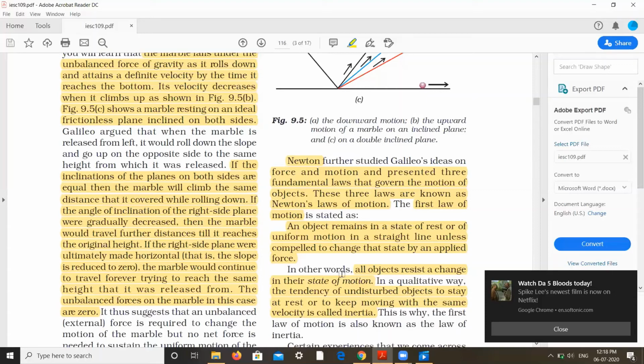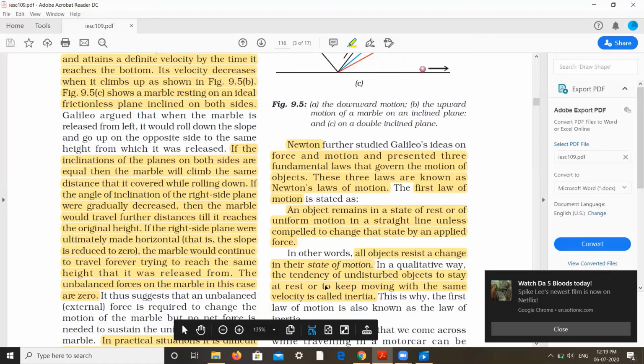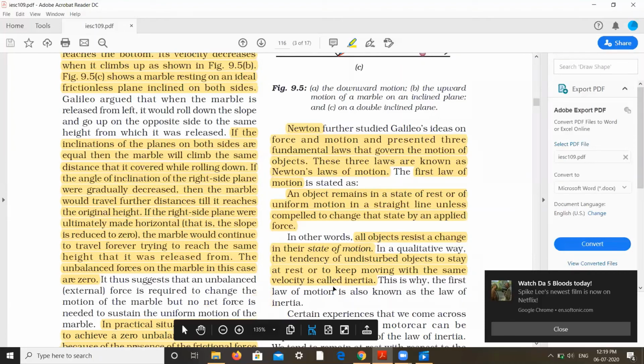In other words, all objects resist a change in their state of motion. This is the second definition of the first law. The first law can be described in different ways. The first definition is given in the previous paragraph, and the second is also there. All objects resist a change in their state of motion. The tendency of an undisturbed object to stay at rest or to keep moving with the same velocity is called inertia.